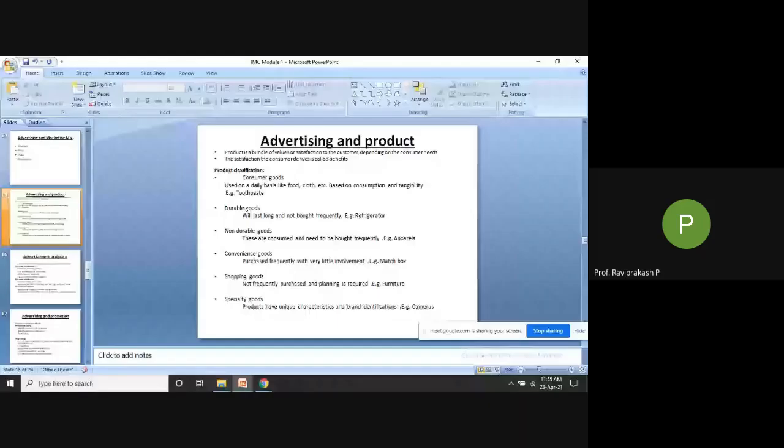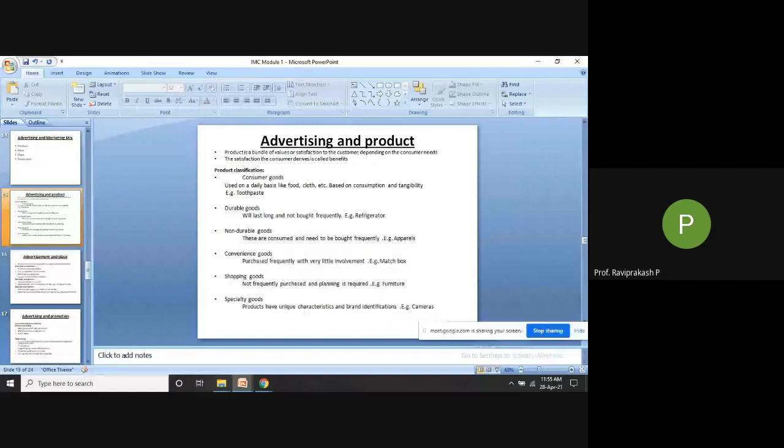Classification. What kind of classification can we do? We can do consumer products or consumer goods, like what we use on a daily basis: food, clothes, based on consumption and tangibility. Tangibility is how you can feel it in touch. Consumption, for example, toothpaste, soap, shampoo. You are using them on a regular basis. Toothpaste and soap you use daily. Shampoo, some people may use daily, or some at a regular pace, like once in 2 days or once a week, depending upon their usage. But toothpaste and so on, you use on a daily basis.